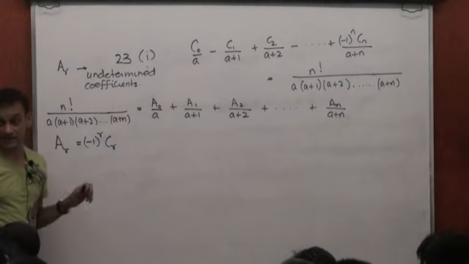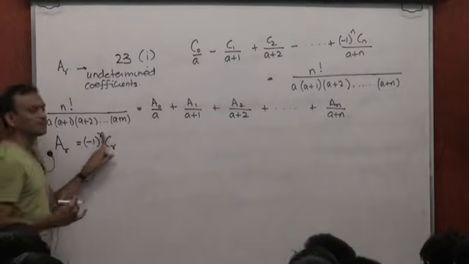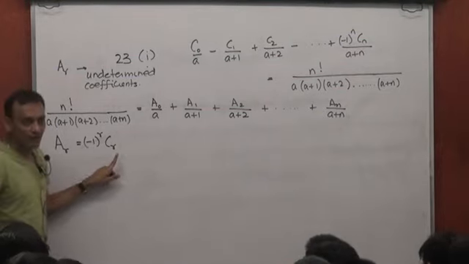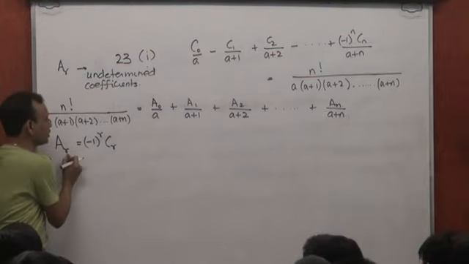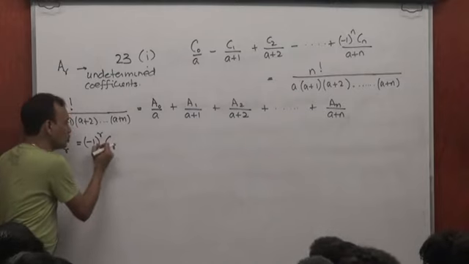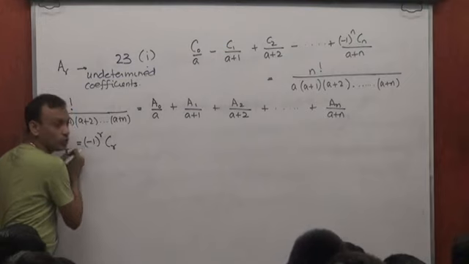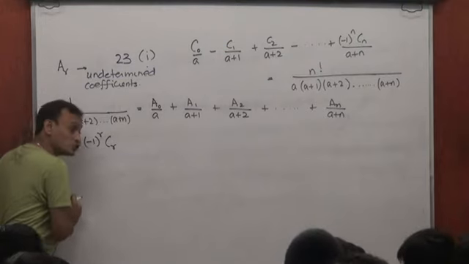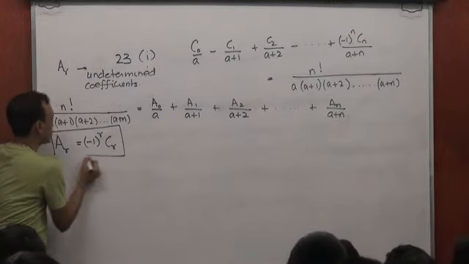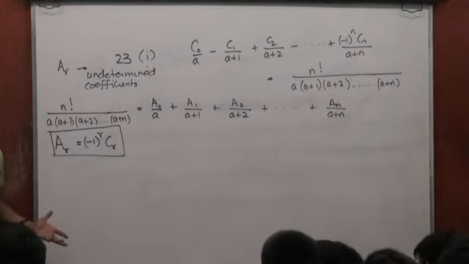Where CR is nCr, isn't it? If I can establish that AR is minus 1 to power r CR for r equal to 0, 1, 2, etc., then the problem is solved, because then A0 will turn out to be C0, A1 will turn out to be minus C1, A2 will turn out to be C2, A3 will turn out to be minus C3, and so on and so forth. Yes or no? So if I can establish AR is minus 1 to power r CR, then the problem is solved, right?